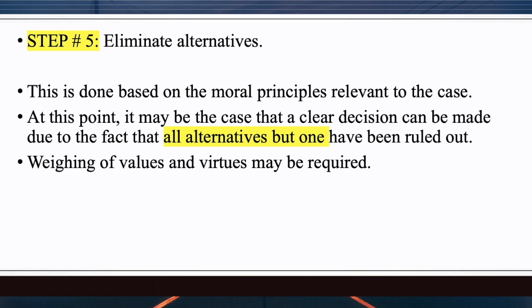This is done based on the moral principles relevant to the case. At this point, it may be the case that a clear decision can be made due to the fact that all alternatives but one have been ruled out. And that's kind of where you want to get to. You see it highlighted in yellow on the screen: all alternatives but one.